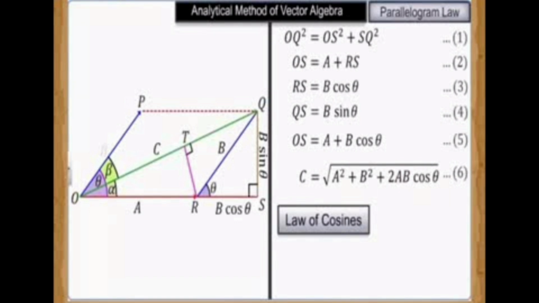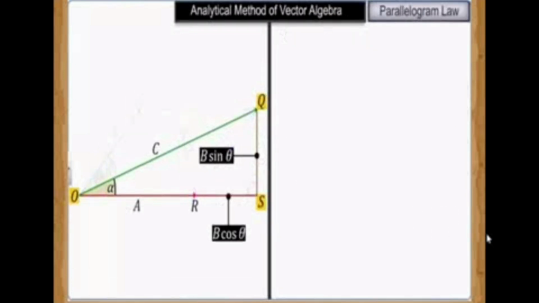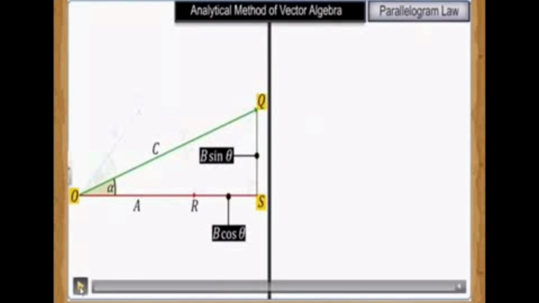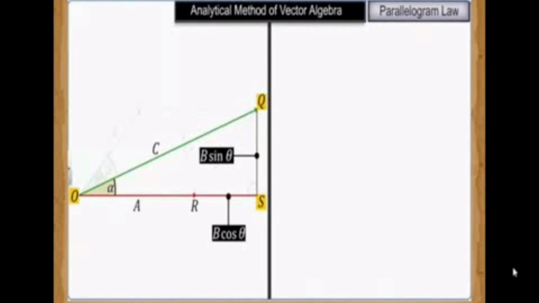In this vector, again you have to calculate tan alpha. So now you are going to see the angle of the resultant vector. For the angle of the resultant vector, we are going to take the triangle OQS. In that triangle, we already calculated B sin theta and B cos theta. See that tan alpha equals QS by OS. Already we know that OS equals OR plus RS.